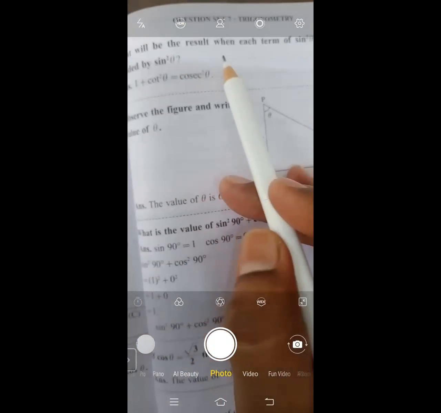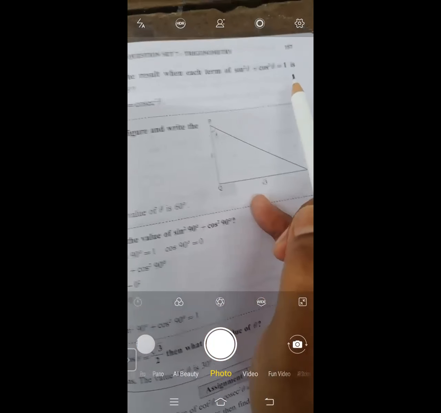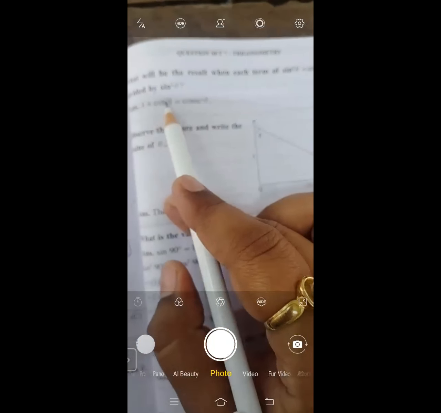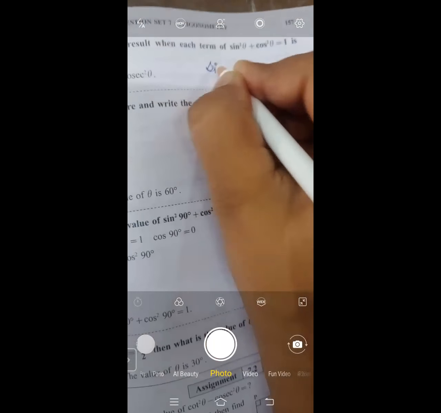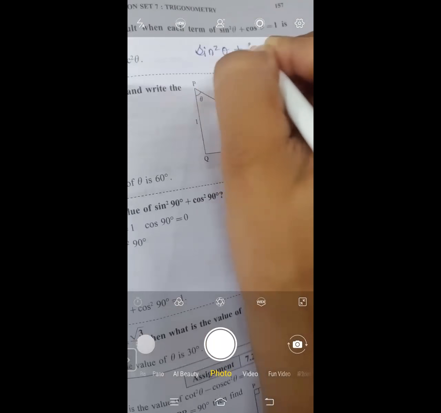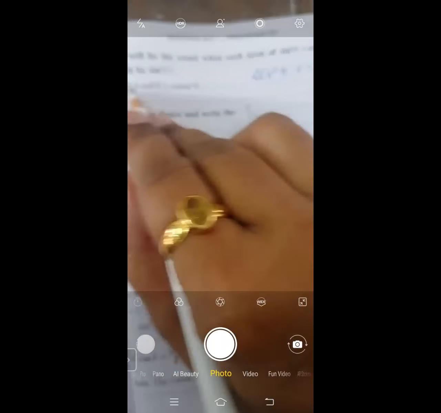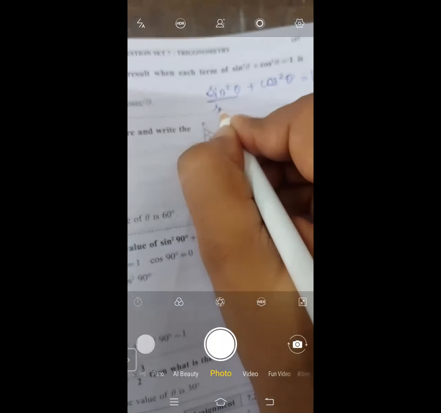What will be the result when each term of sine square theta plus cos square theta equals 1 is divided by sine square theta? So what is given? Sine square theta plus cos square theta is equal to 1. What is the result when it is divided by sine square theta? You are going to divide each and every term by sine square theta.